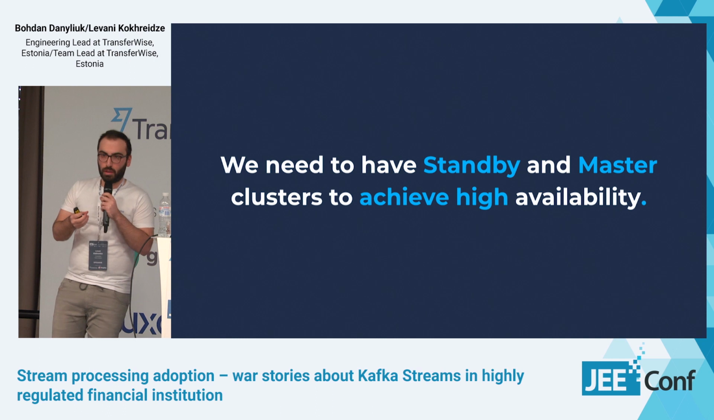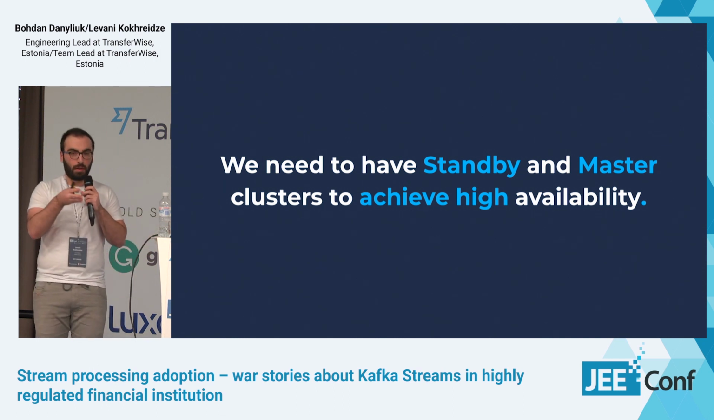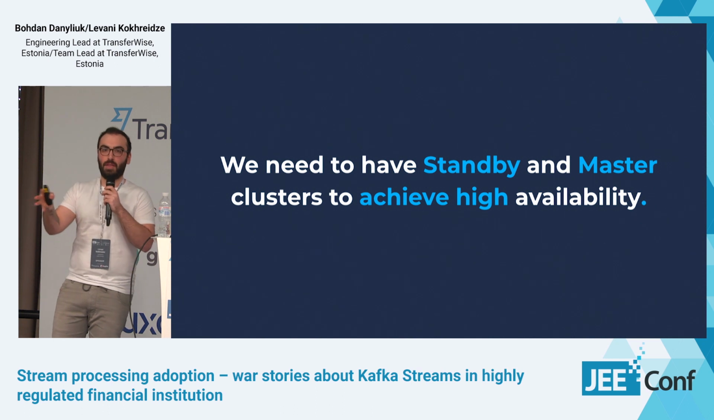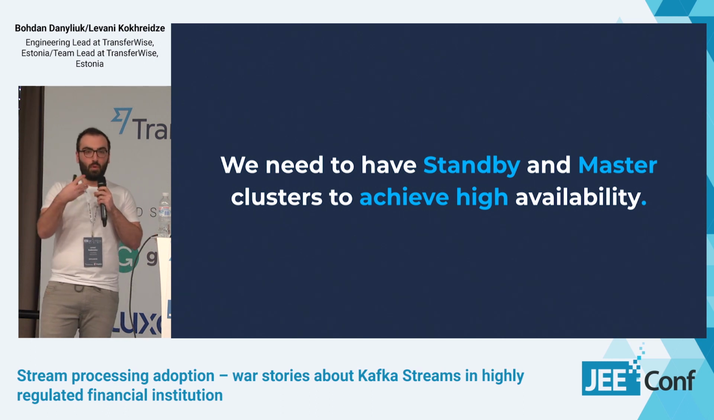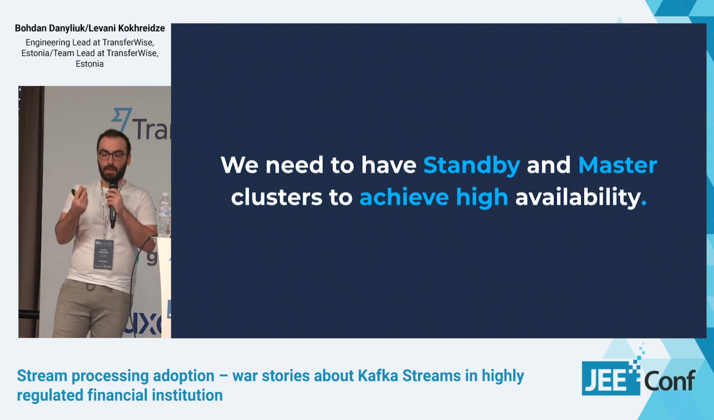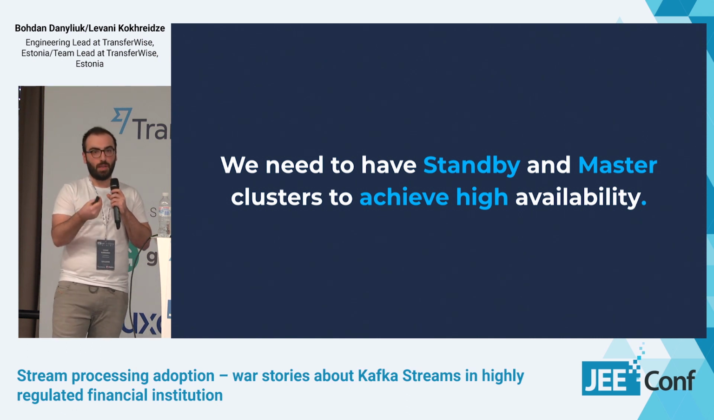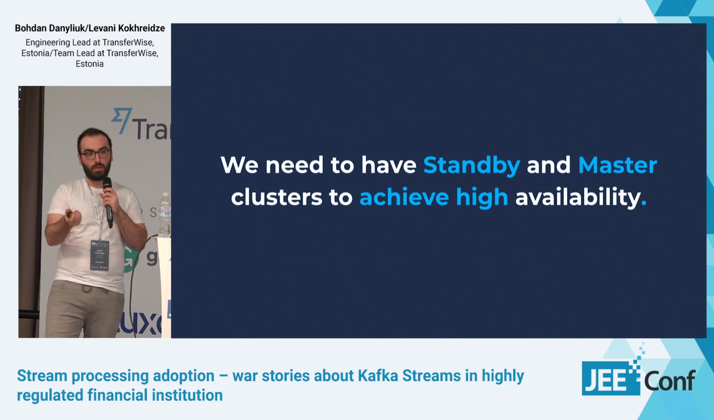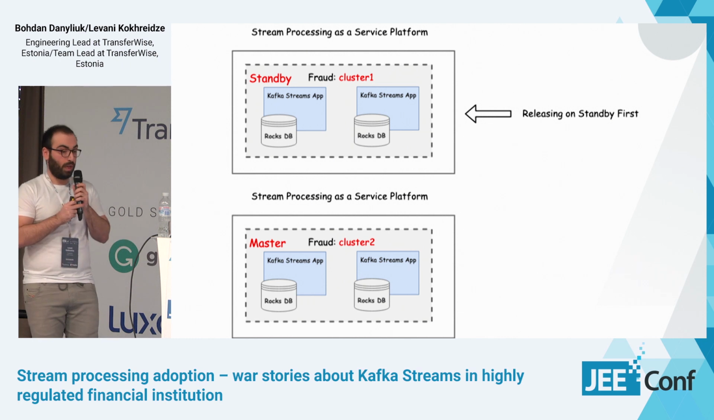So the problem here is that we have one Kafka Streams application, right? They share the same application ID, essentially the same consumer group ID. So we had to have some kind of way of having master and standby to achieve high availability. We can first release on the standby cluster and then release on the master cluster. So this is what we have actually built.